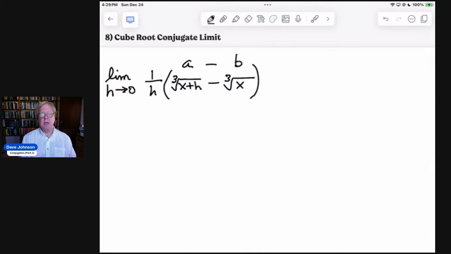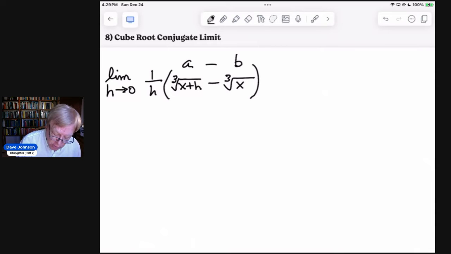So a minus b, and you might say, well, why not just do a plus b? Well, if you try that, you'll get a squared minus b squared, but if you square the cube root, it doesn't get rid of the radical. And that's the big problem here. You want to get rid of the radicals if possible. So we want to multiply by something that is going to end up getting rid of the radicals, the cube root radicals in this case.